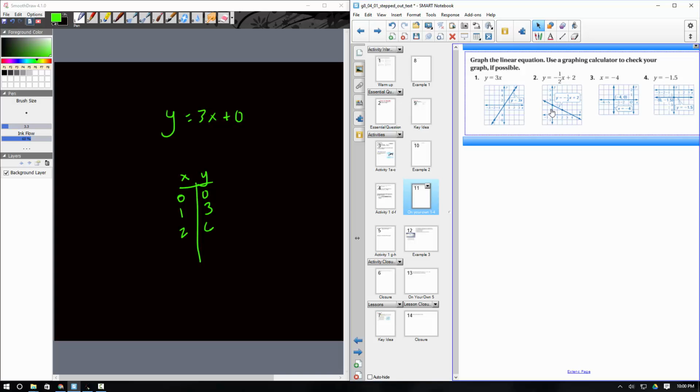This one, if you look at it, starts at +2, and then it goes down 1 and over 2, down 1 over 2. This one here will be a vertical line at -4. So I go to x is -4, that's right here on the x value, and it goes up and down here. And then y equals -1.5, so I go down to -1.5 on the y value, and it's a horizontal line that goes across.